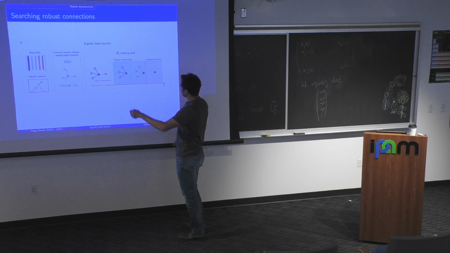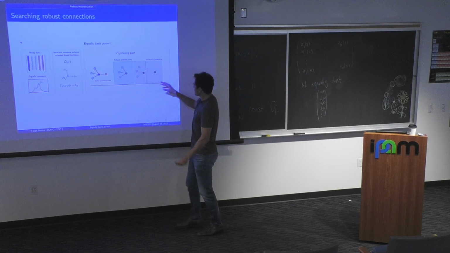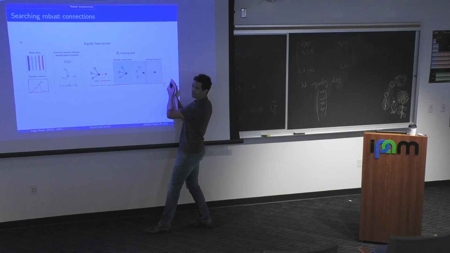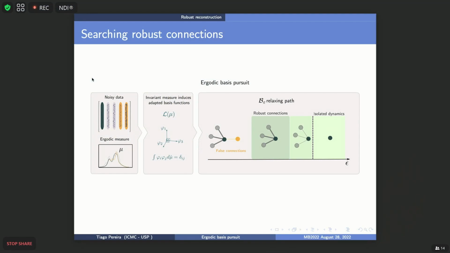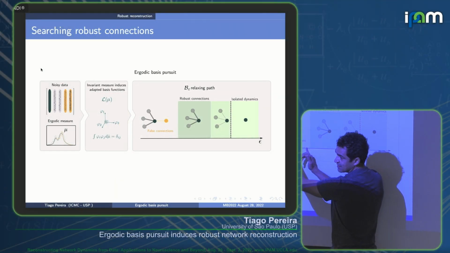I go back, and I know that if I increase epsilon too much, then I see 0. Then I keep on decreasing epsilon. Then I see isolated dynamics. Then I keep on increasing epsilon. I see some connections popping in. I keep on decreasing epsilon. I see still connections popping in. Then I keep on decreasing epsilon. Then I will see false connections, just by the statement previously.